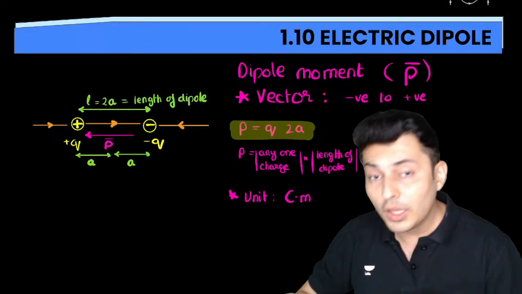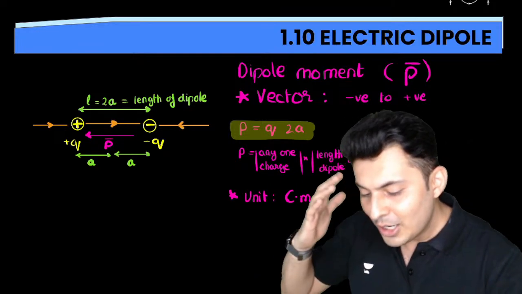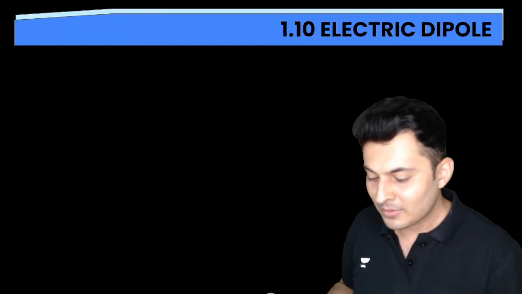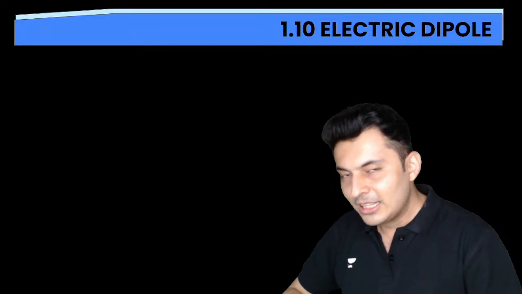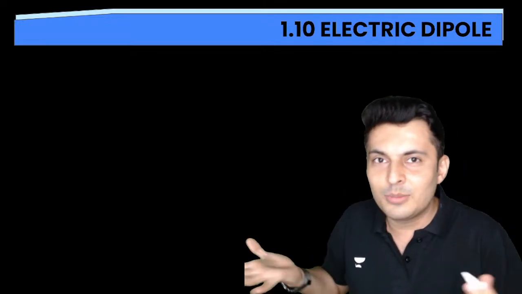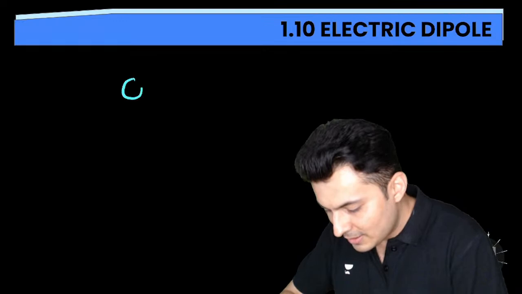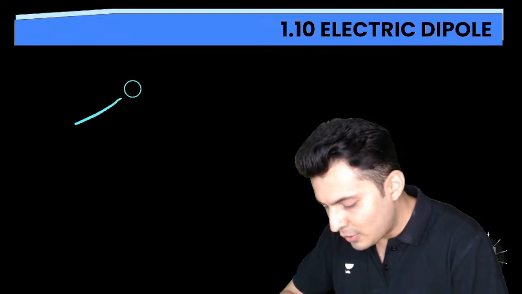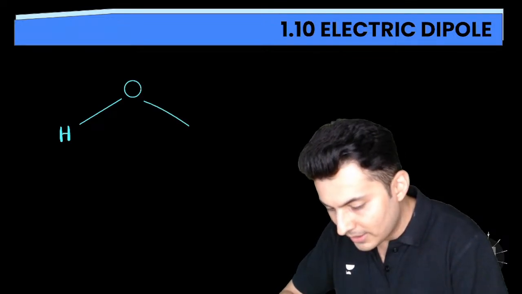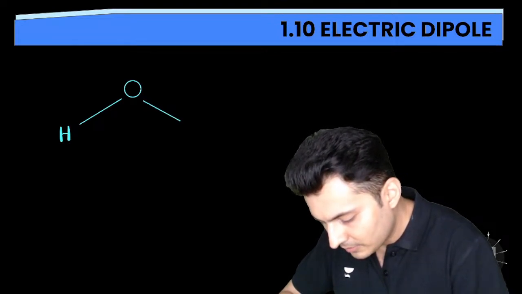Excellent. Now, because dipole moment is a vector quantity, probably I should also teach you a little bit of chemistry because it is related to it. Have you learned the structure of H2O, the water molecule, one of the most abundant molecules on earth? You have the oxygen and you have the hydrogen, and then the hydrogen right over here. Why is it not straight?